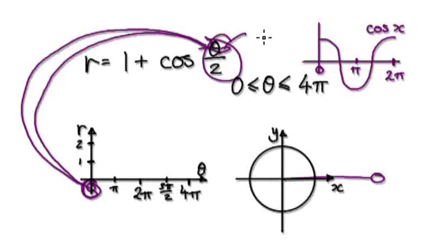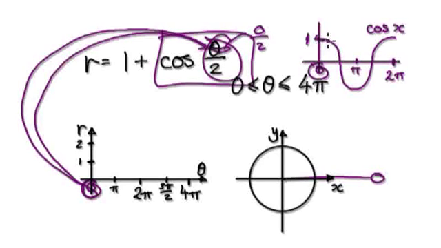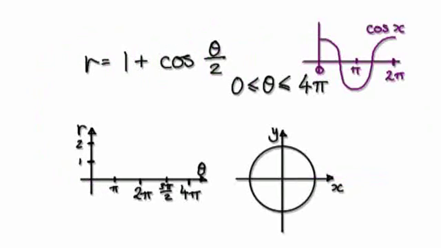When you put 0 into here, 0 divided by 2 will be 0. So cos of 0 will be 1. So it will be 1 plus 1, so that will be 2. So when theta is 0, the radius will be 2. What that means is that when we are here, when theta is 0, the radius will be at 2.